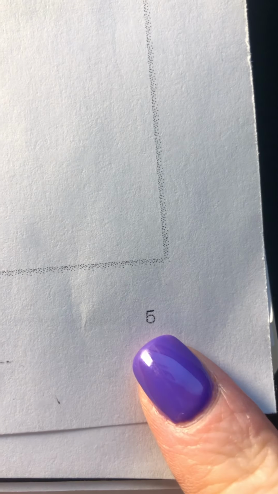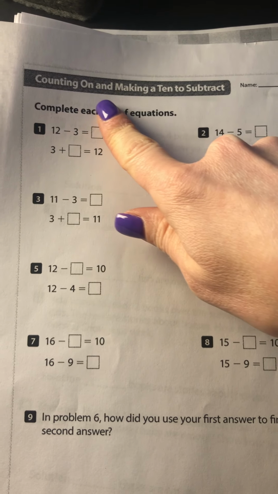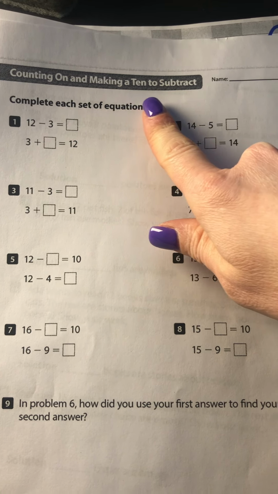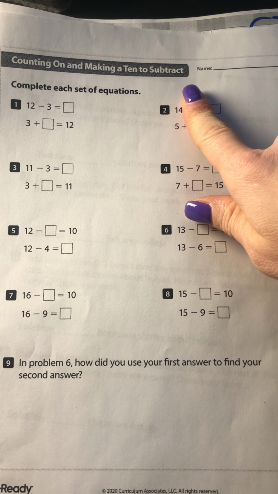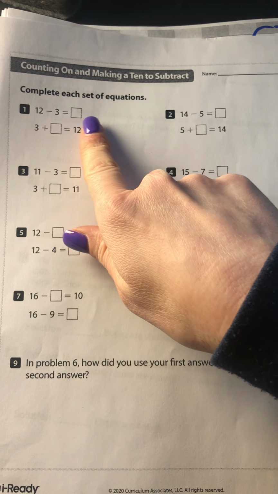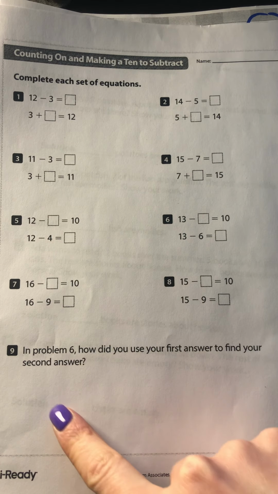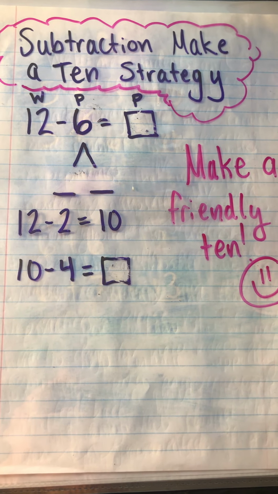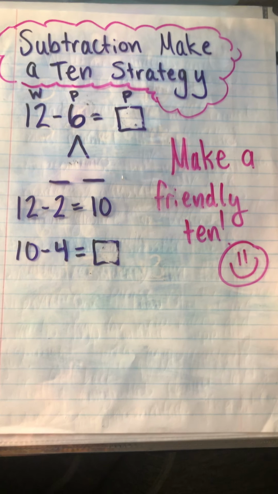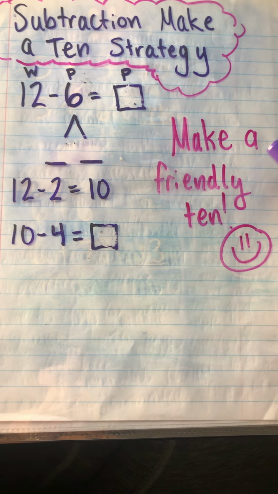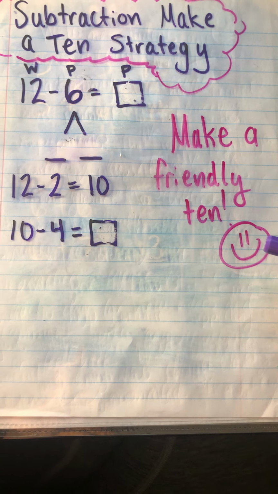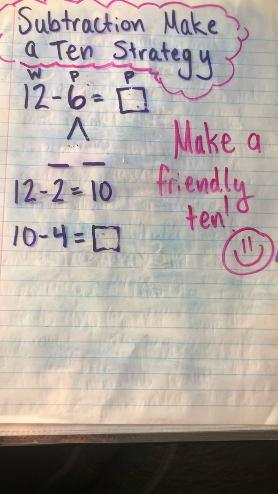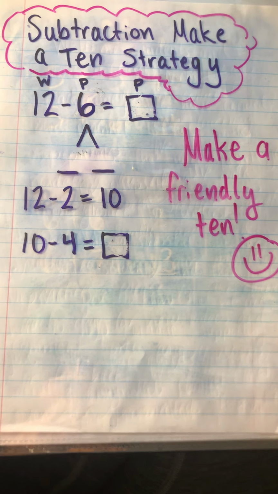We're looking at page number 5, and the strategy I'll be teaching you is counting on and making a 10 to subtract so that you can complete each set of equations. Okay, so the first strategy we're going to look at is subtraction by making a 10 strategy. You're always going to try and make a friendly 10 because when you have a 10, it's a lot easier to do subtraction. So I'm going to show you an example here.